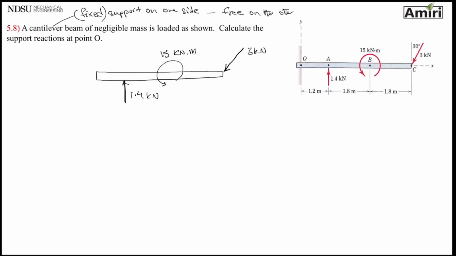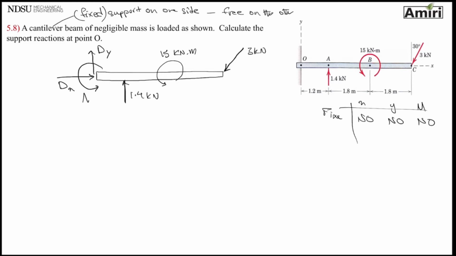So I have fixed support at point O. If I draw the table really quick, does it move in X? No. Does it move in Y? No. Can it rotate about point O? No. So I got 3 no's. That means 3 types of loading. I'm going to put Ox, Oy, M about point O. This is my free body diagram.